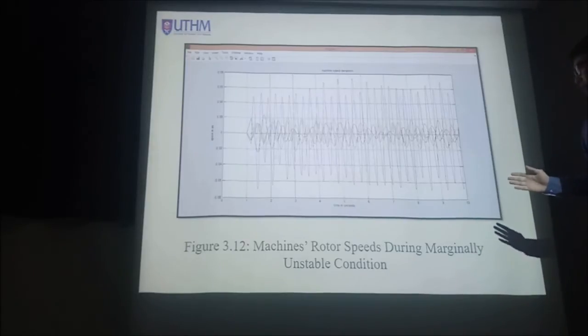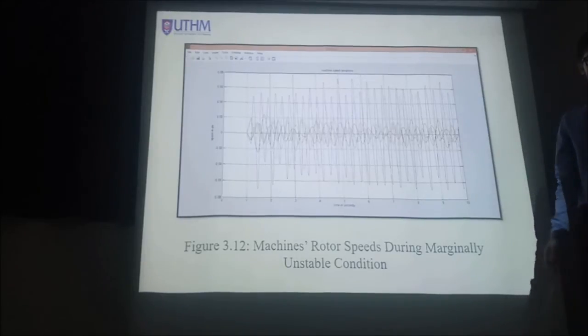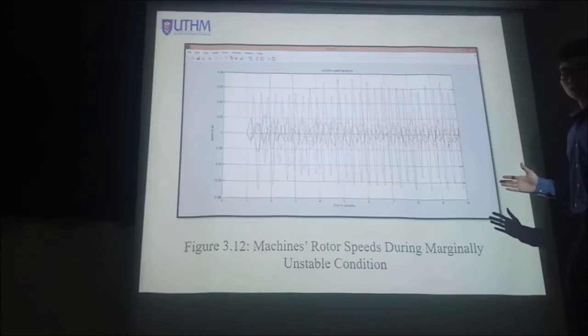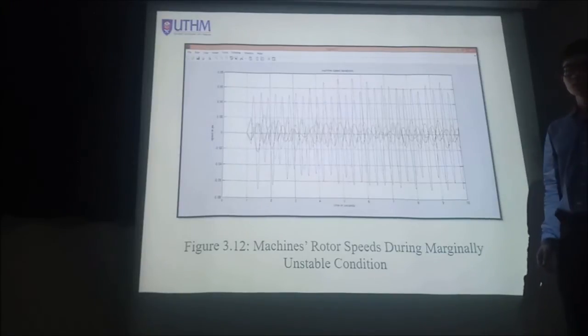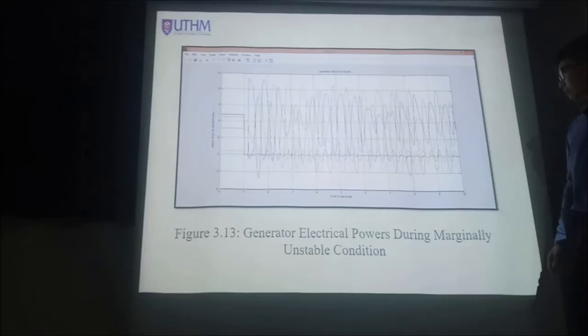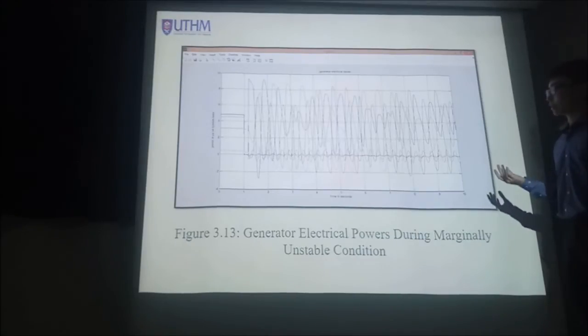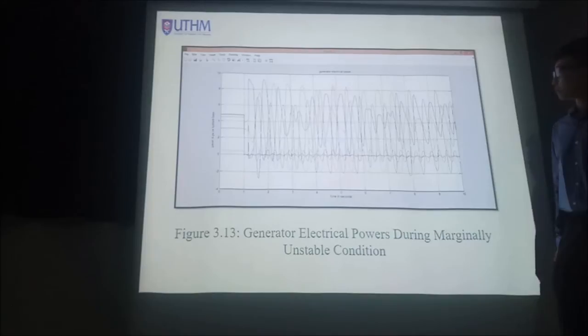For the machine motor speed during the marginally unstable condition, as you can see, it is obvious that the machine motor speed fluctuates while one of the machine motors increases gradually. Hence, it can indicate that the system is operated under marginally unstable condition. So, next. For the generated electrical power during marginally unstable condition, we can see that the rotors will accelerate differently when there is a fault, which means this is marginally unstable. Next.